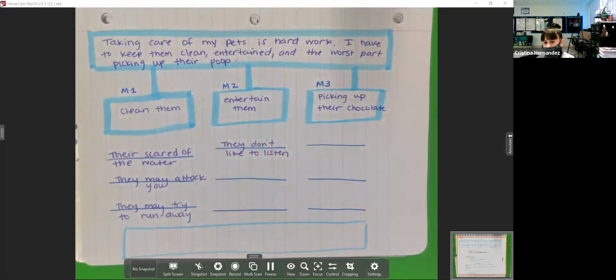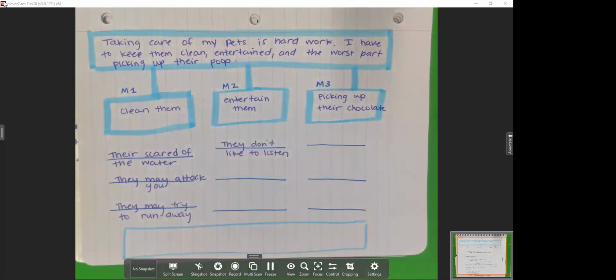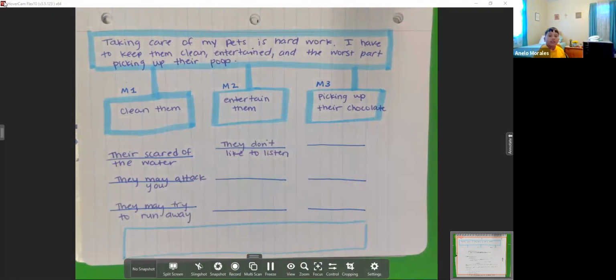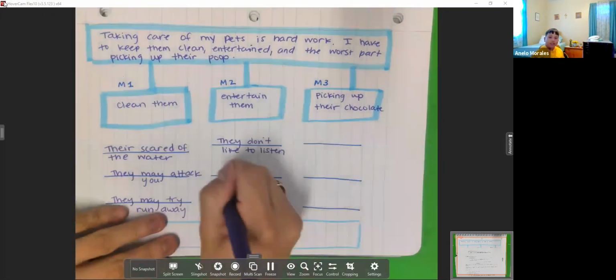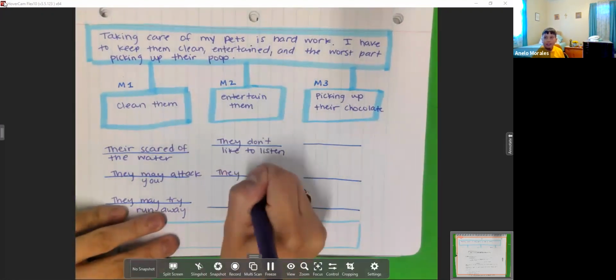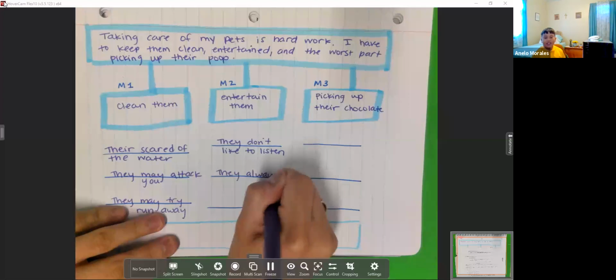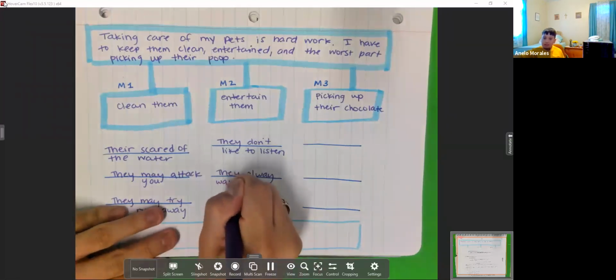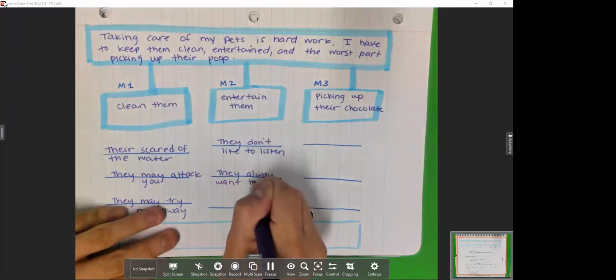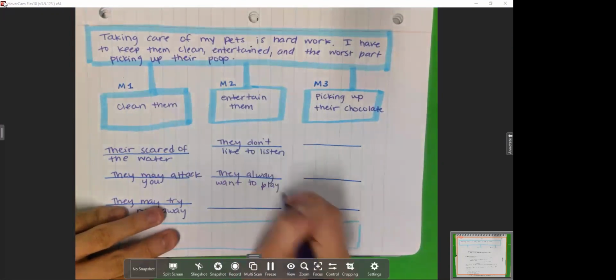Do dogs always want to play? Yes. A lot of the time. Once I was running around the house, and my dog was chasing me, and he got so tired that he just stopped, and then he threw up. Ew. So they always want to play.